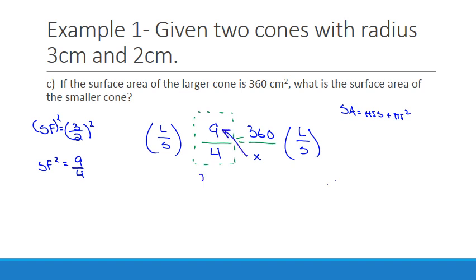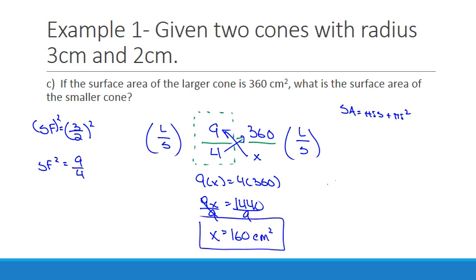Anyway, back to this. 9 times x equals 4 times 360. So 9x equals 1,440. Go ahead, divide this by 9. That's 160, and the units are centimeters, so centimeters squared. So that means the surface area of the smaller cone is 160 centimeters squared.